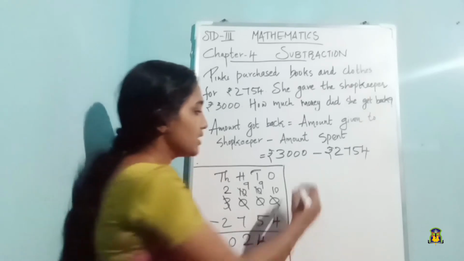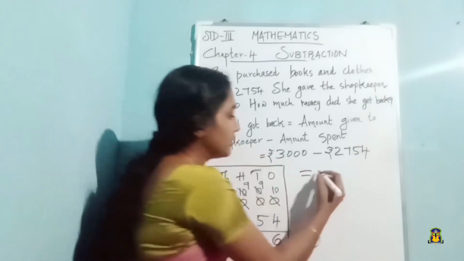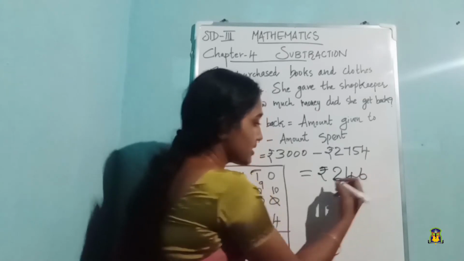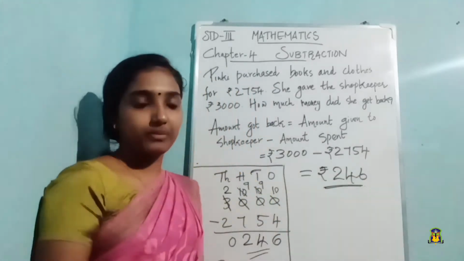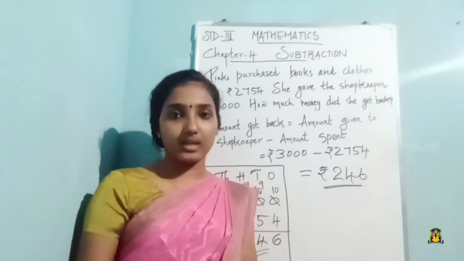246. Okay. So the amount Pinky got back from the shopkeeper is rupees 246. Okay, so the shopkeeper has to give back rupees 246 to Pinky.